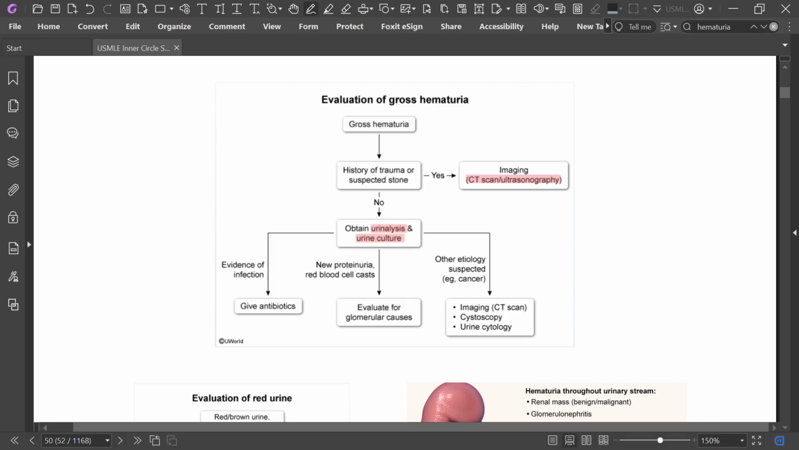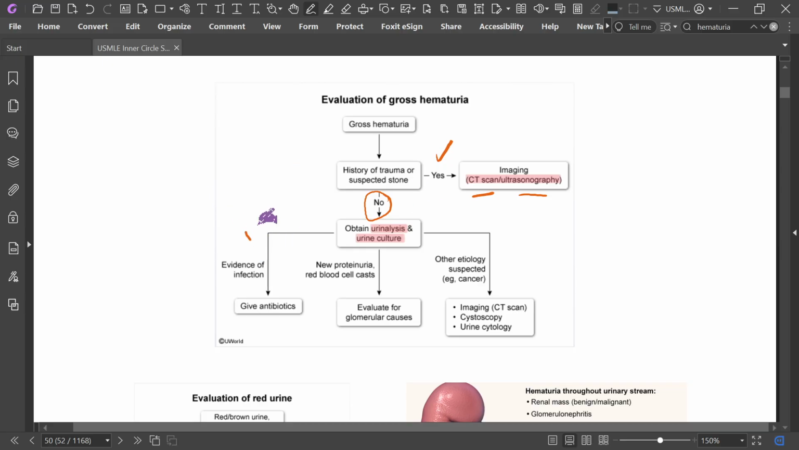Okay, how can we evaluate? If there is gross hematuria, is there a history of trauma or suspected stone? If yes, imaging, CT scan or ultrasonography, should be done. If no, obtain urine analysis and urine culture.